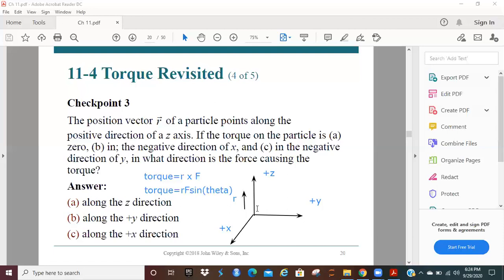If you look at part C, if the palm of your hand is pointing in the negative direction of y, which means it would be pointing this way, and the position vector points up along the z-axis, then which direction is the force causing the torque? And this is where I disagree with what it has here. It says in the positive x direction. I believe it's going to be the negative x direction because your index finger would point this way. Try it out for yourself. See if you think I'm wrong.